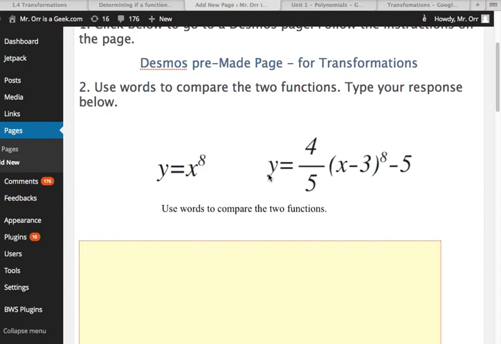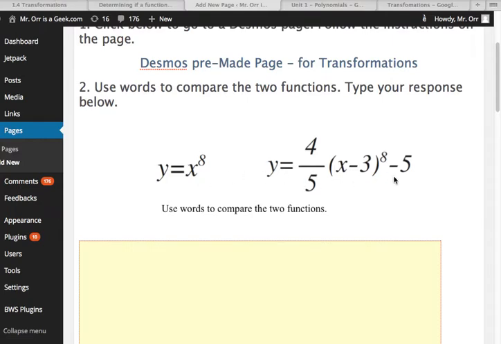Okay, let's start by talking about what you wrote to compare these two functions. Both functions are powers of 8, so they're degree 8 polynomials. Knowing that they're even degree polynomials, we've got similar end behavior on both sides. But the power function x to the power of 8 looks like a really wide near the origin but skinny parabola, a very narrow parabola.